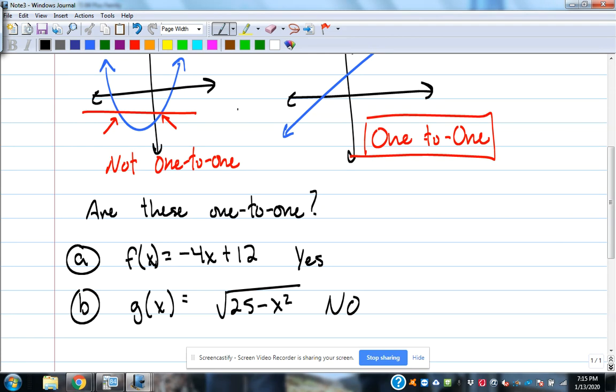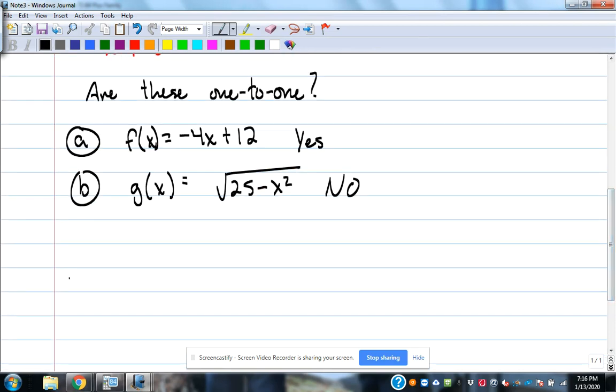So horizontal line test, easiest way to tell if something has an inverse function is, does it pass the horizontal line test? So if you've got an equation, that's the way you're going to test it. Okay. All right. Let's talk about inverse functions.